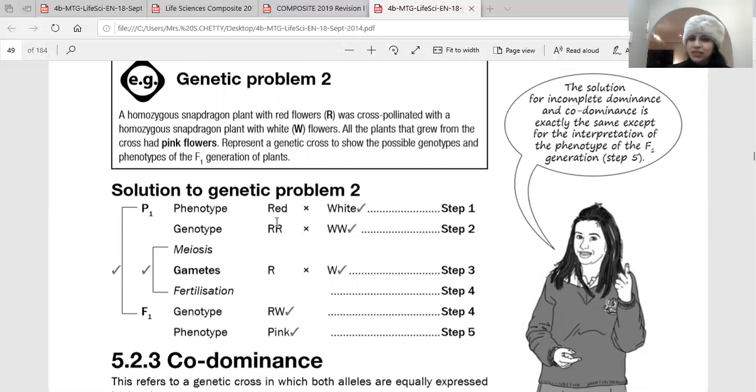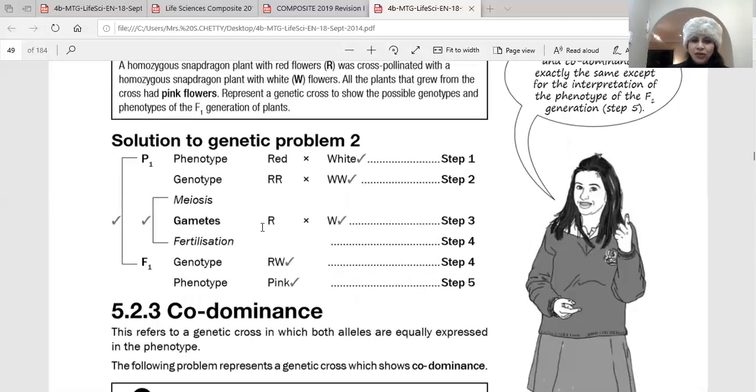Homozygous red, capital R, capital R. Homozygous white, capital W, capital W. Once again, you follow, and all your gametes here would be capital R. All your gametes would be capital W, and thus the genotype of all the offspring would be RW. In other words, they are heterozygous pink. I would expect you to write down heterozygous pink. In the fertilization, I would expect you to write capital R, capital W, not as is illustrated here. And the phenotype, 100% would be pink.